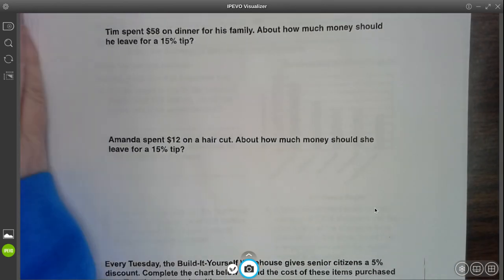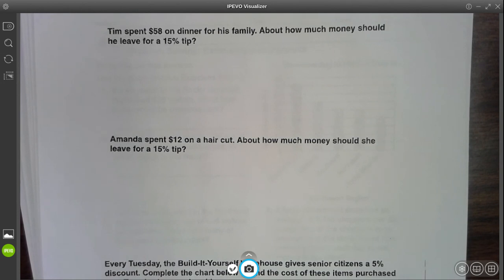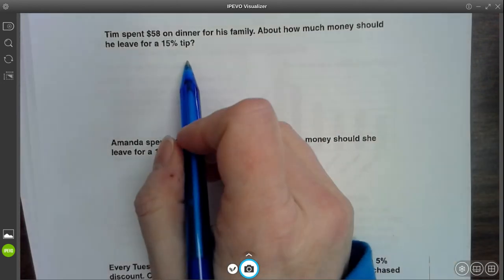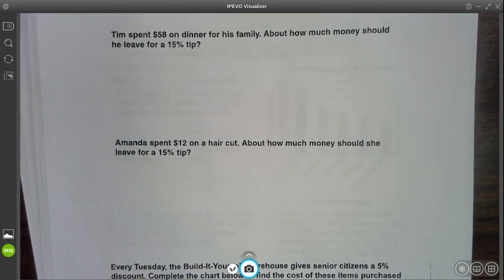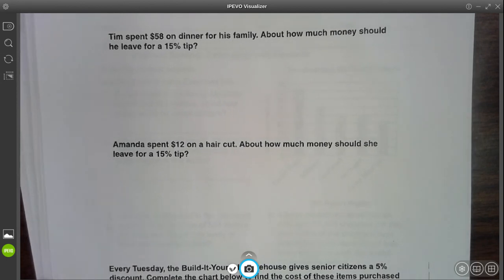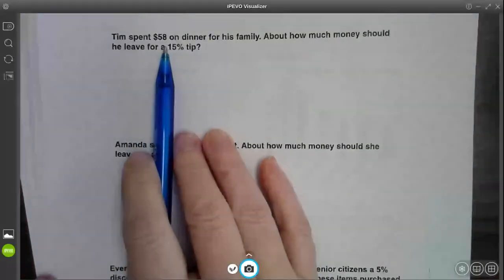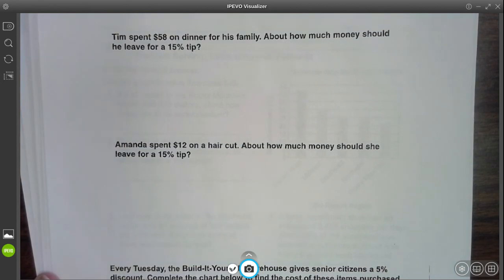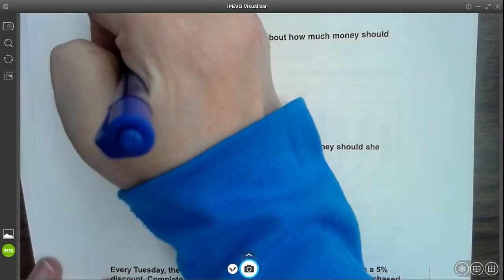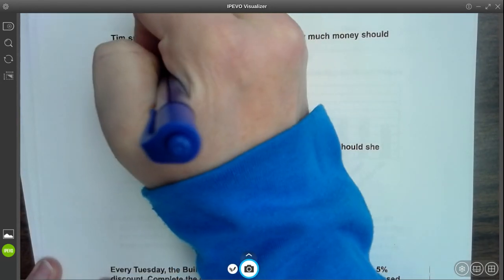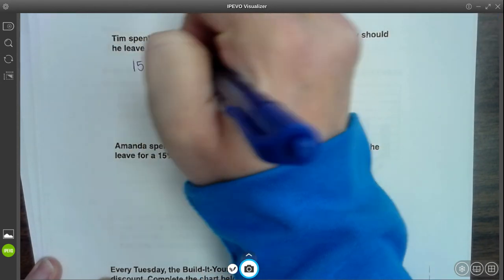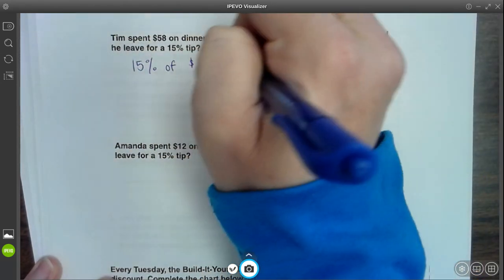Okay, so here it says Tim spent $58 on dinner for his family. About how much money should he leave for a 15% tip? Okay, a lot of times we do this by estimation. There's also apps for figuring out tips, but we can also do this using a calculator, but it's good to understand how we get this, okay? So it was $58 for dinner, 15% of that amount on tip. So we're trying to figure out what is 15% of $58, okay? That's the question.